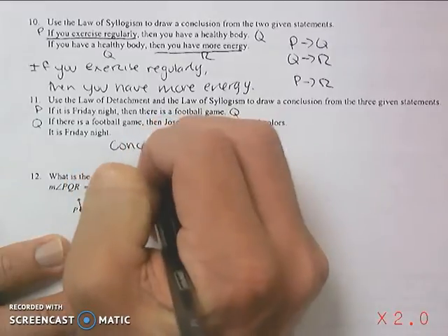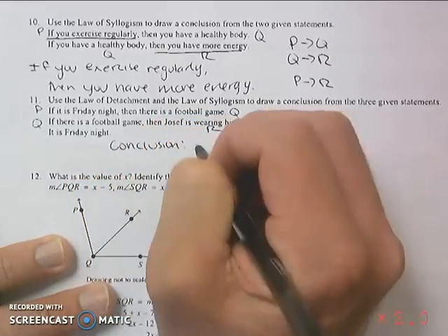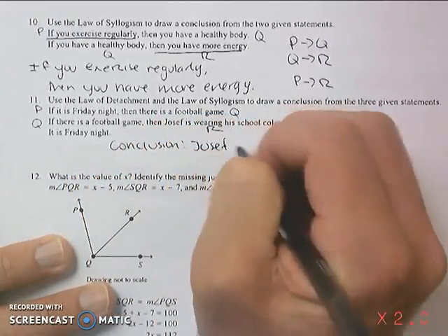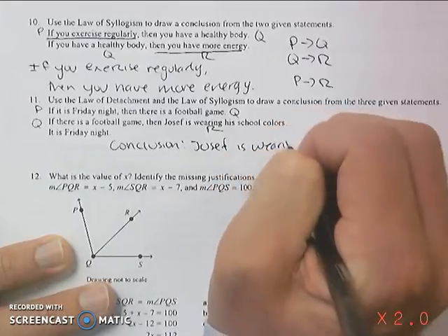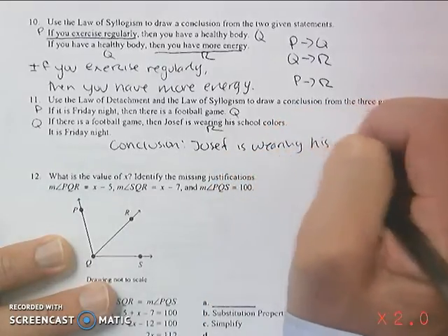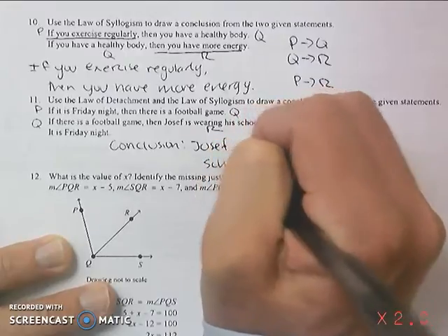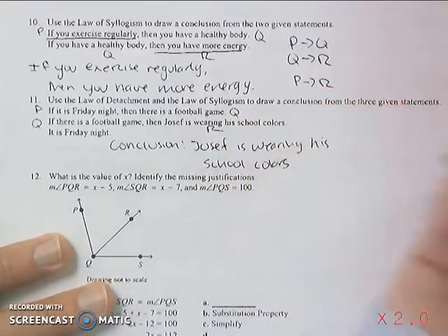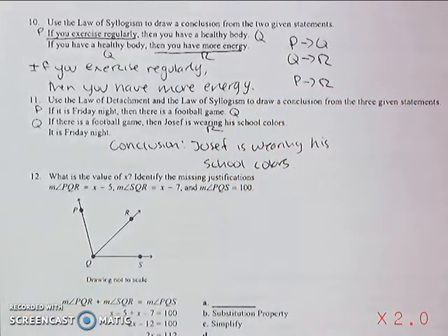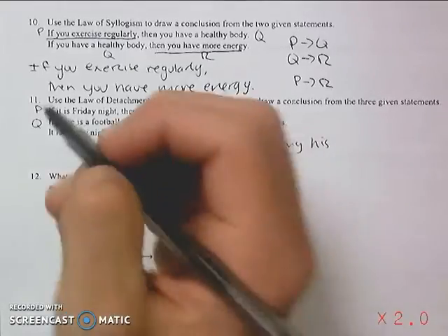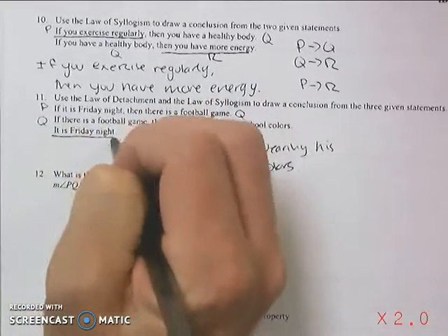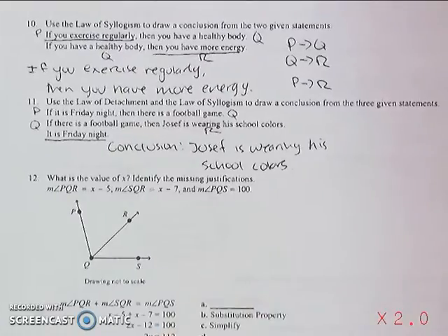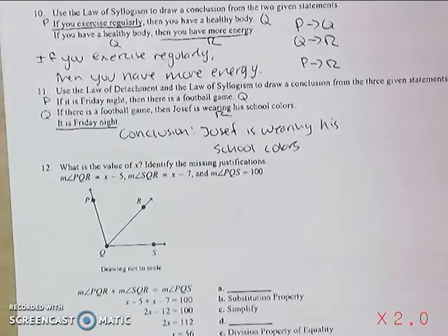So my conclusion is that Joseph is wearing his school colors. Okay, I can make this assumption because it follows the law of syllogism, and since the law of detachment states that it's Friday night, that's the hypothesis. And if I know the hypothesis is true, I know the conclusion is going to be true. So if P is true, then I know R is going to be true.